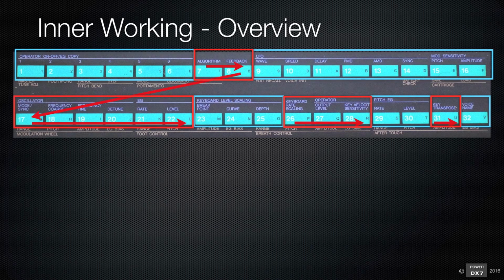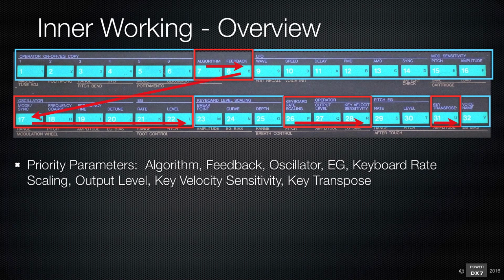Now, we know that there are 26 buttons for making a patch, but there are some buttons that you will start using straight away. These buttons also have more impact on shaping FM sound design. I call them priority parameters. They are algorithm, feedback, oscillator, envelope generator, keyboard rate scaling, output level, key velocity sensitivity, and key transpose.